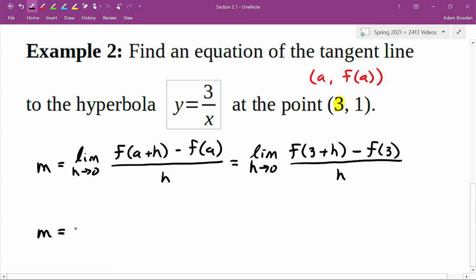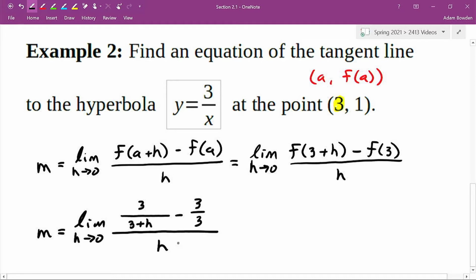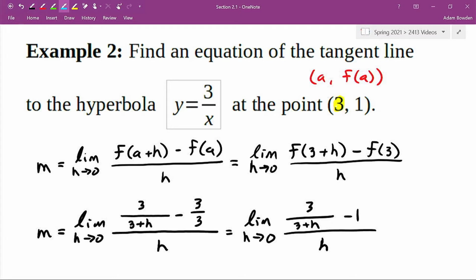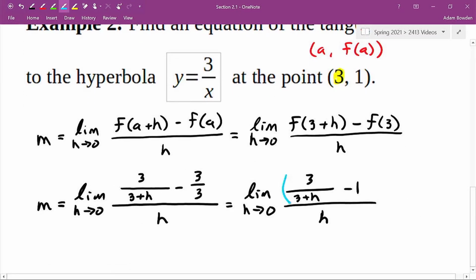So what we'll get from this is the limit as h approaches 0 of 3 over (3 + h) minus 3 over 3, all over h. I'll write that down one more time as the limit as h approaches 0 of 3 over (3 + h) minus 1, all over h. Now I need to simplify this. What I'm going to do is multiply both top and bottom by 3 plus h. That multiplies both terms in the top. So now I can cross out the 3 plus h that's up there.